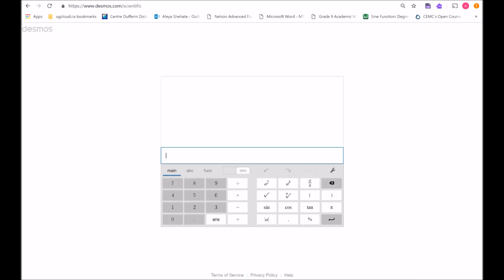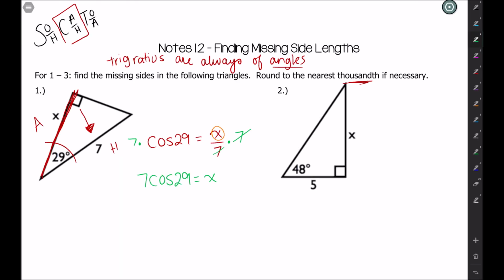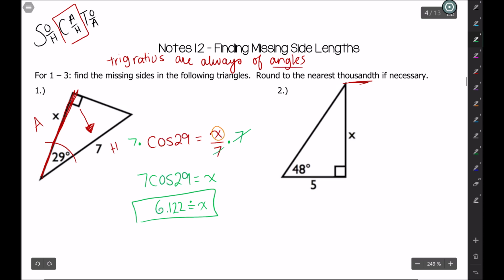So I will go into Desmos or whatever calculator you're using. Again, make sure you're in degrees. I'm going to type in 7 times the cosine of 29, and then press enter, and this is my value right here. It asked us to round to the nearest thousandths. So I go tenths place, hundredths place, thousandths place. I have a 2 in the thousandths place. I look at what comes after the 2, which is a 3. Because it's not 5 and above, I don't give it a shove, so that 2 stays the same. So I end up getting 6.122. So x is equal to approximately 6.122, and that's my answer to question number 1.